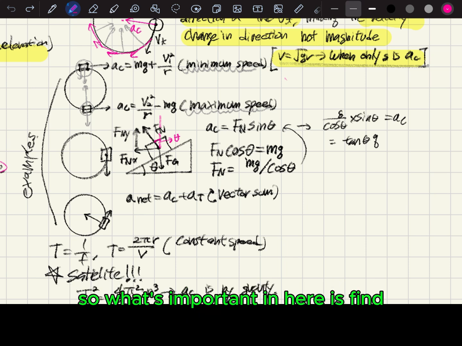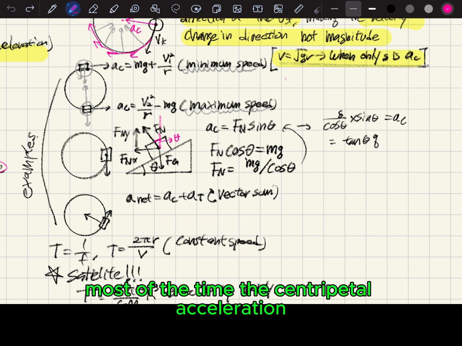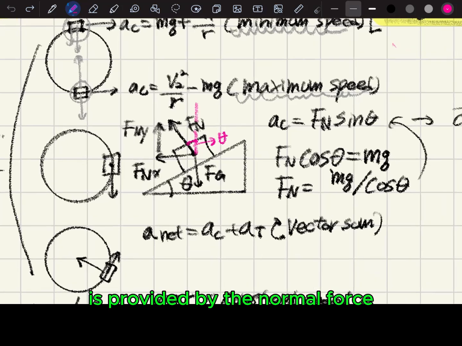So the next example would be the slanted pathway one. What's important in here is finding the centripetal acceleration and also perhaps the velocity that causes the object to move so that it won't be dangerous for whatever objects it's moving, so it won't fly away, fly inwards, or perhaps do something else. Most of the time, the centripetal acceleration is provided by the normal force.